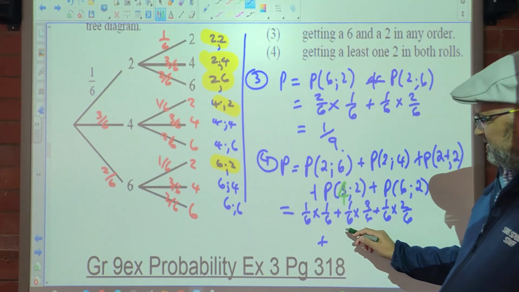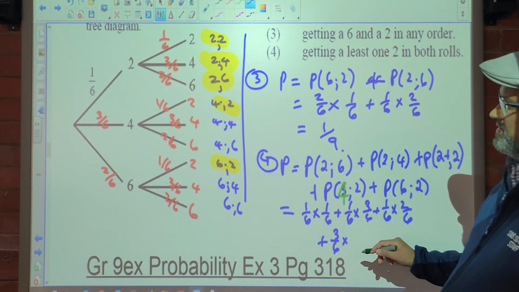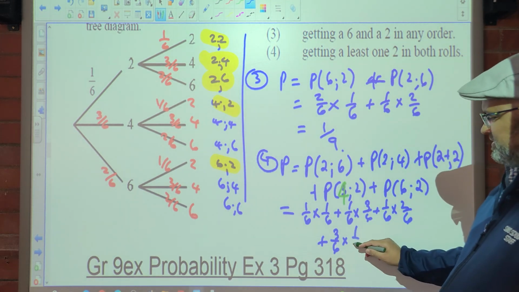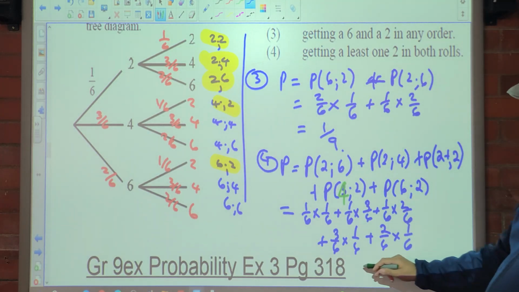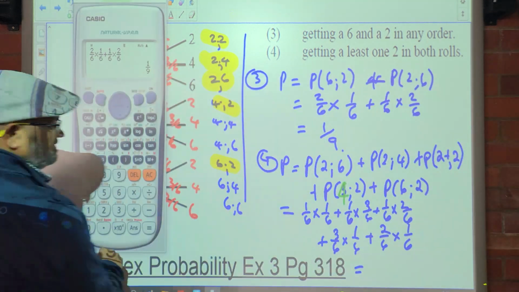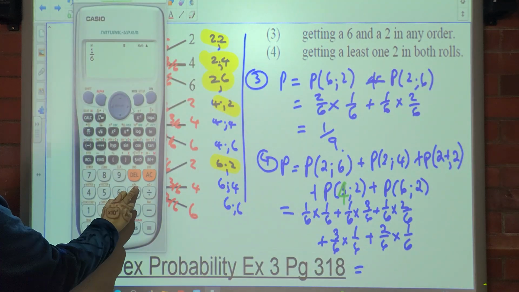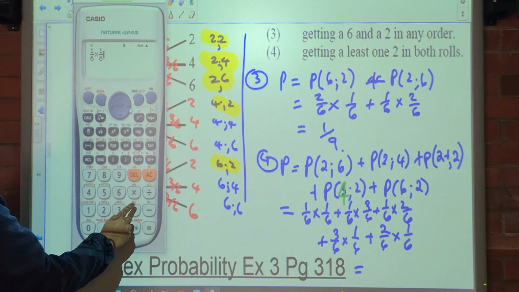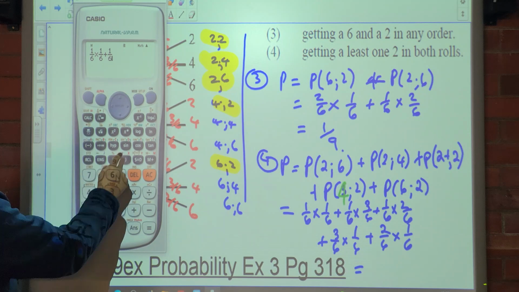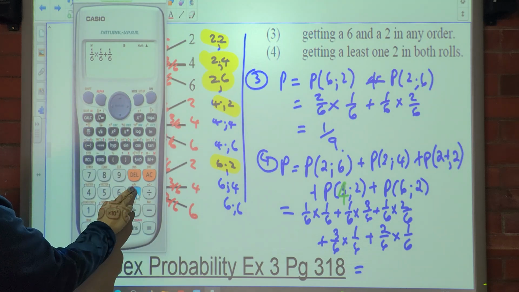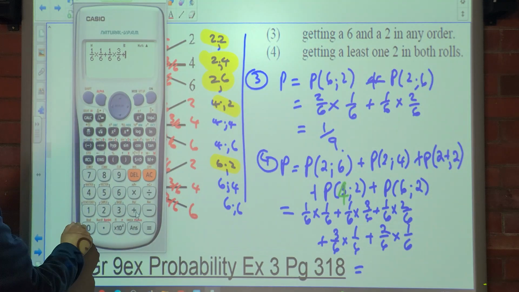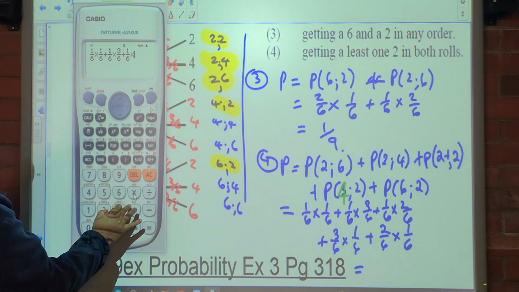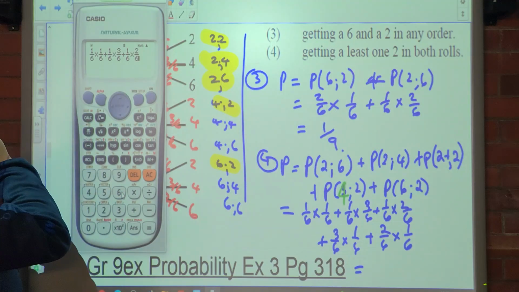4, 2. So it'll be 3 over 6 times 2, which is 1 out of 6, plus 2 over 6 times. You get 1 over 6 times 1 over 6, 1 over 6 squared, plus 1 over 6 times 3 over 6, plus 1 over 6 times 2 over 6. That's going to give me an answer of 1 over 6.